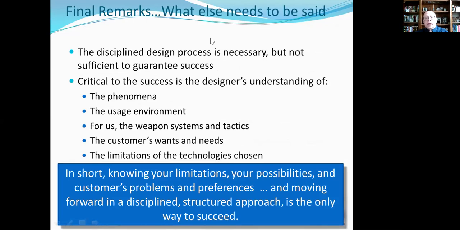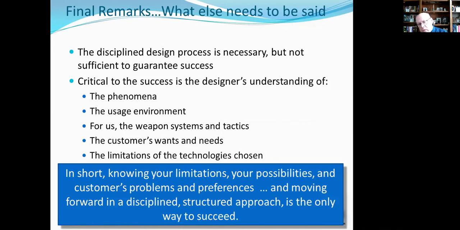I think this is my last slide. So what do I say here, right? Look, the disciplined design process is necessary, but it's not sufficient to guarantee success. Just because you're disciplined doesn't mean you're going to be successful. The critical aspect of this success is the designer understanding the phenomena you're dealing with. You need to understand the phenomena. You need to go a level above your small world of just digits and understand the phenomena you're creating.